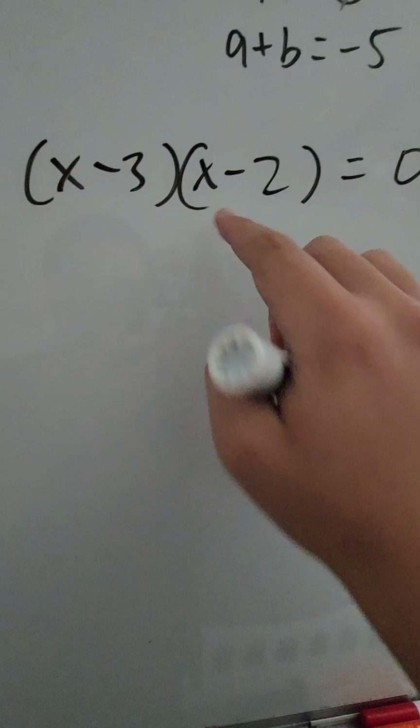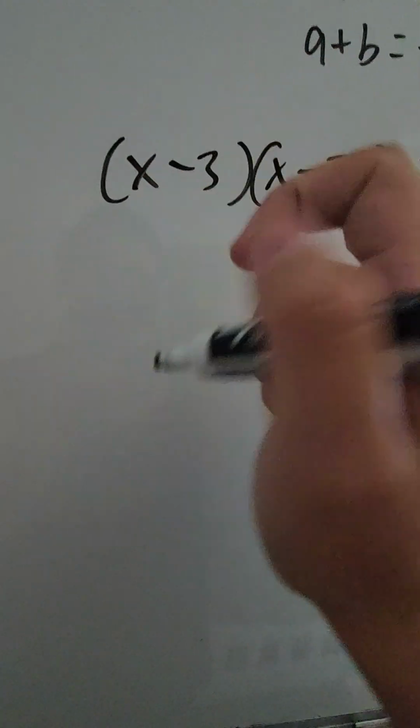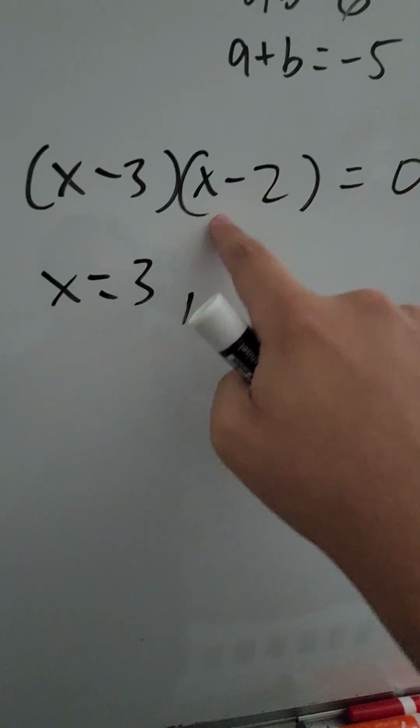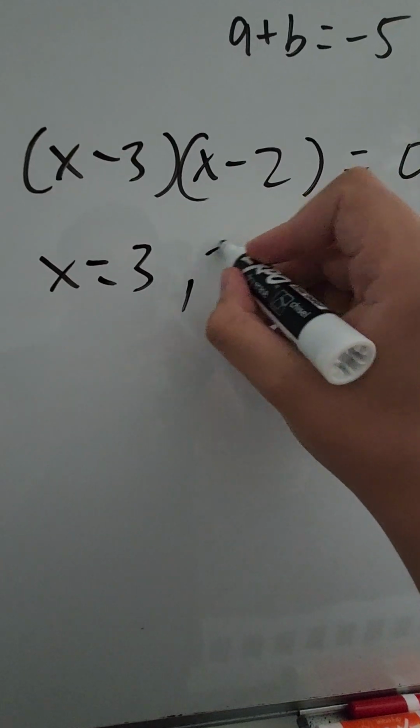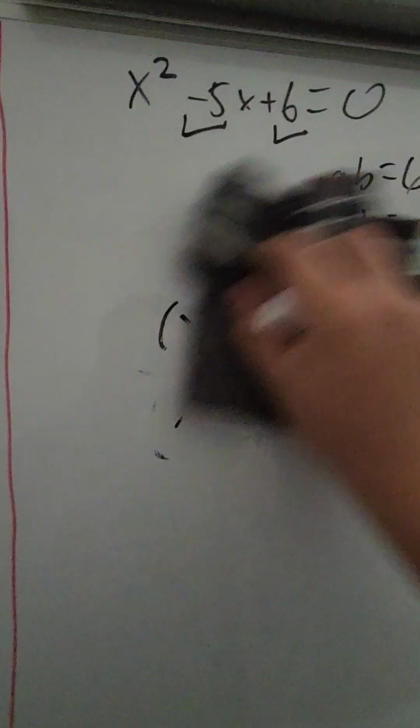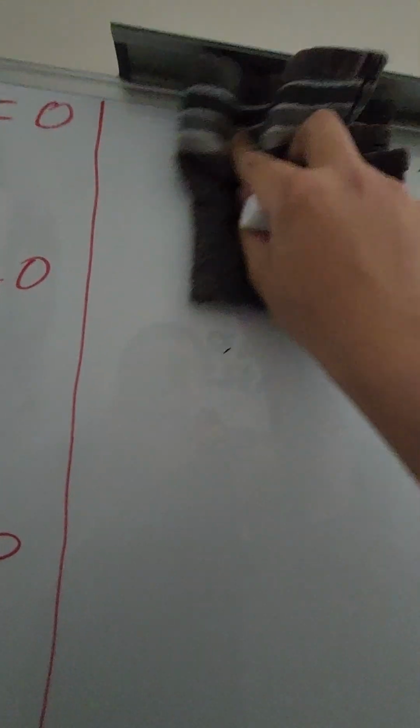So here we have x, and we have to make this equal to 0. What number here will make this 0? 3. What number here will make this 0? 2. Yeah, done. That's probably the first thing you should always check before you factor: just make sure that the a value is a 1.